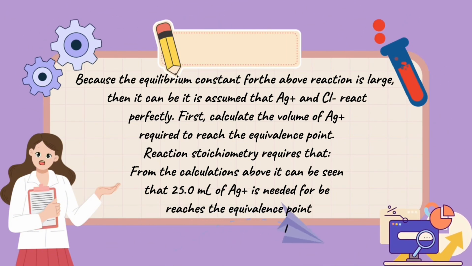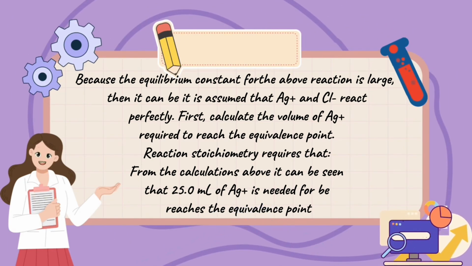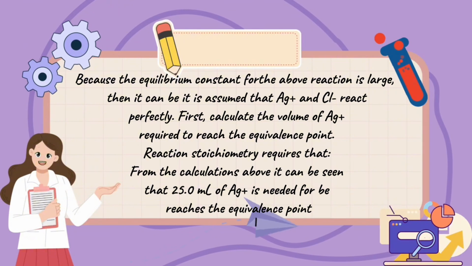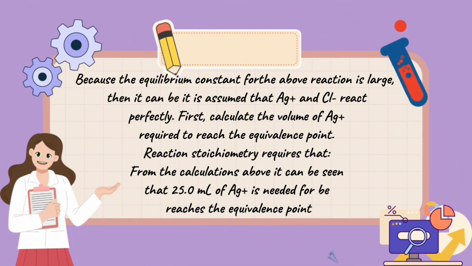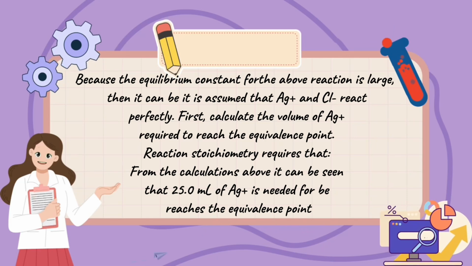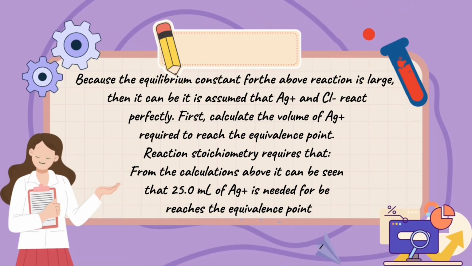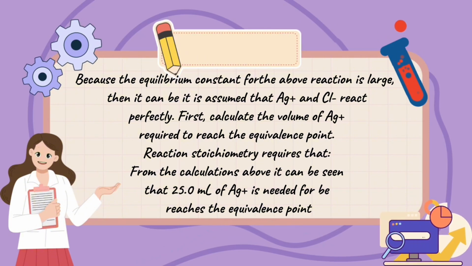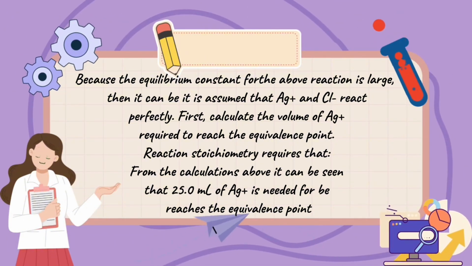Because the equilibrium constant for the above reaction is large, it is assumed that Ag+ and Cl- react perfectly. First, calculate the volume of Ag+ required to reach the equivalence point. Reaction stoichiometry requires this. From the calculations, 25.0 milliliters of Ag+ is needed to reach the equivalence point.